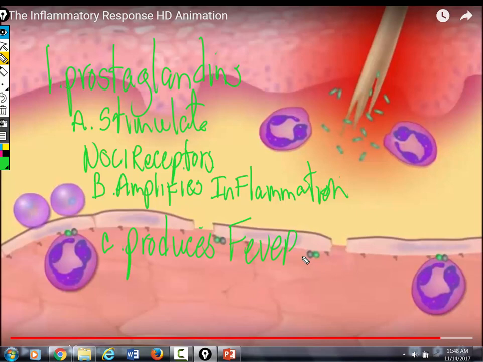Who's following this? Guys? Watch. What produces prostaglandins? White blood cells, specifically neutrophils, right? Why are prostaglandins released? To stimulate pain receptors, so you know the area that is damaged. It amplifies inflammation to further protect you and wall off any potential infection from spreading. And it produces a fever. I'll explain that in a little bit.